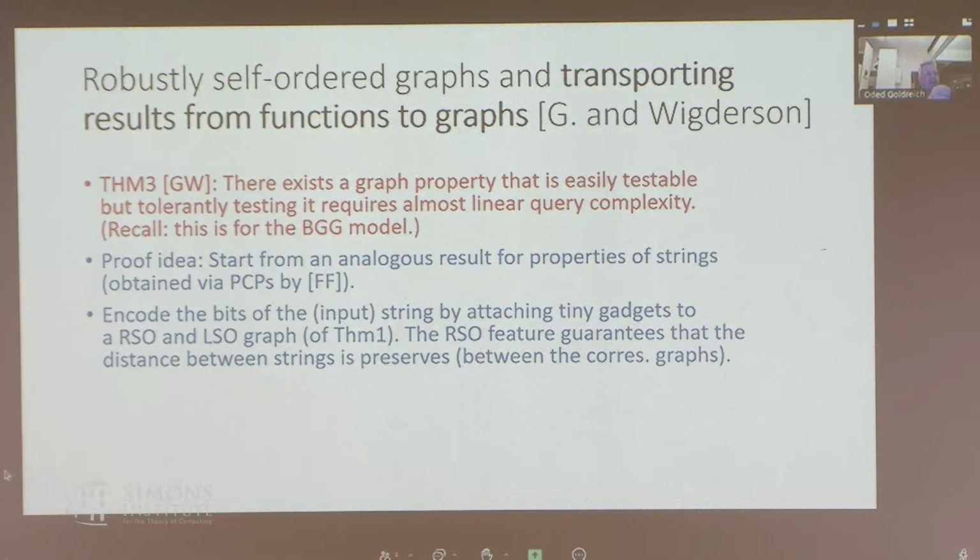You want to do a transformation from strings to graphs, to bounded degree graphs. And the point is that we are talking about graph properties. So in a string, the string has an order, but a graph doesn't have an order. The point is, of course, that I said that I'm using a self-ordered graph. So this is why everything makes sense. So you are taking this string and you are encoding it in a graph. How do you encode it in the graph? You do it by attaching tiny gadgets to a graph which is robustly self-ordered and locally self-ordered.